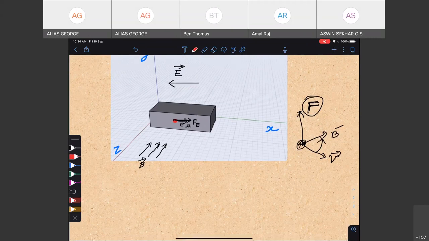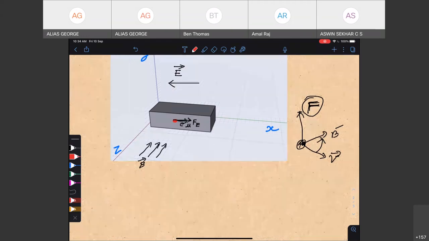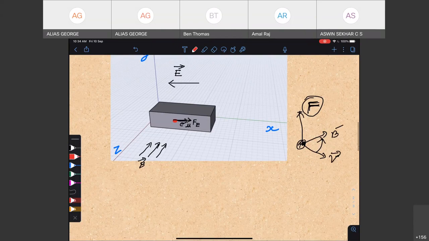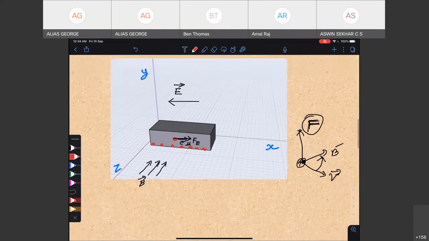So all the electrons in the conductor will face the same force. This is the case of one electron, and the next electron also has the same force. In general, I can say that all the electrons will be pushed down. So all the electrons in this conductor will be pushed to the bottom of this solid.